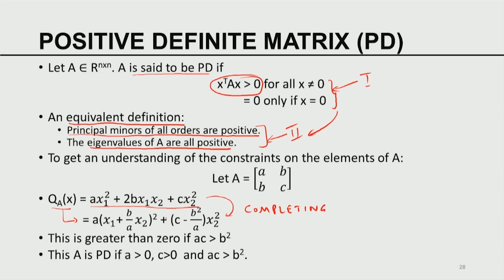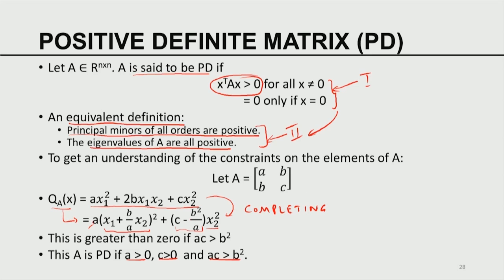Now I would like to examine this expression. What are the conditions necessary in order to make this positive, as required in condition 1? A square of any number is always positive. So this term is always positive. In order that this term is positive, I have to have A positive. X2 square is always positive. So in order that this term is positive, I have to ensure that this coefficient is positive. So we can state that A is positive definite in this case if A is positive, and if AC is greater than B square, this is positive.